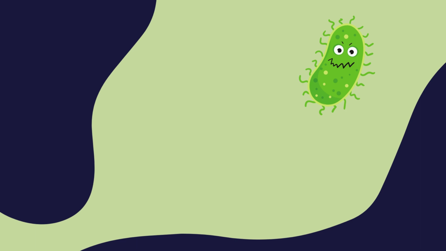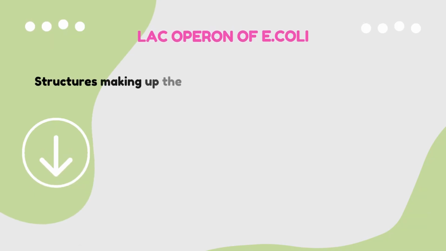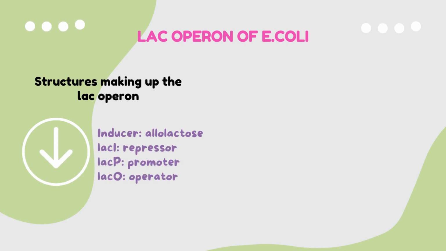Now let's discuss some examples of these operons. The lac operon of E. coli is an example of a negative inducible operon. The repression of the lac operon never completely shuts down transcription, but it only slows it down. The following structures make up the lac operon. First, the inducer or the allolactose, second, the repressor encoding gene, third, the promoter, and fourth, the operator.